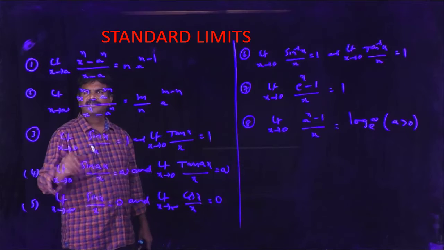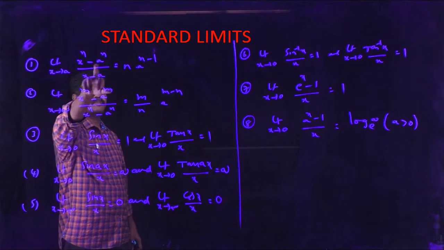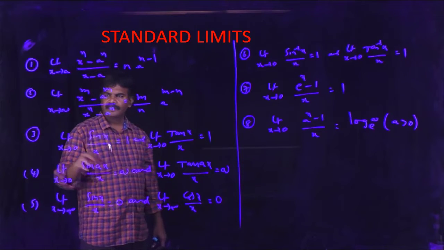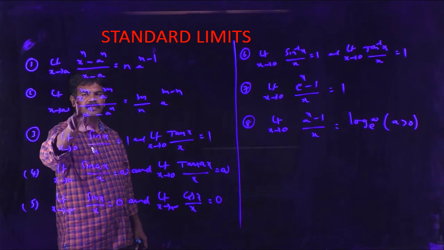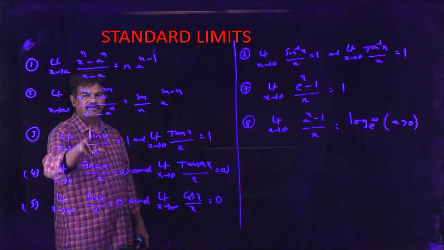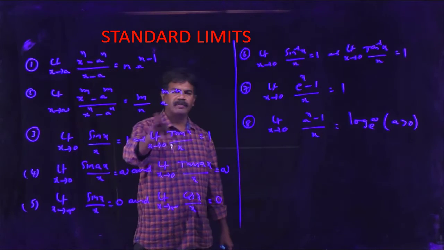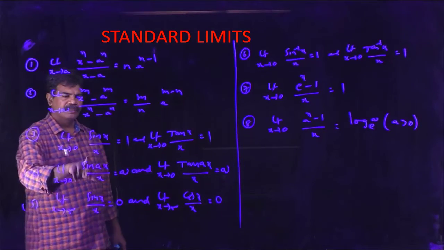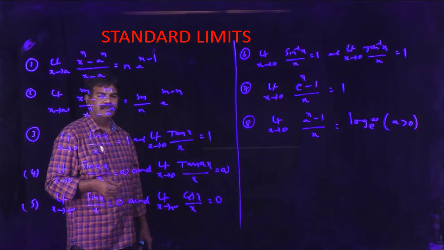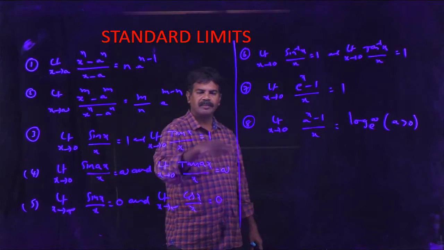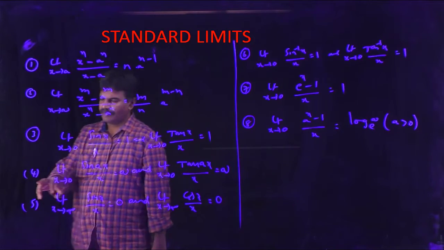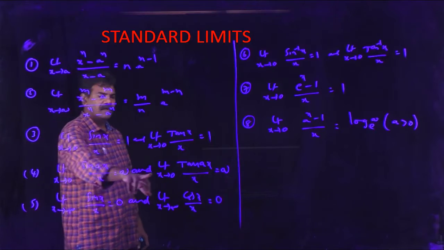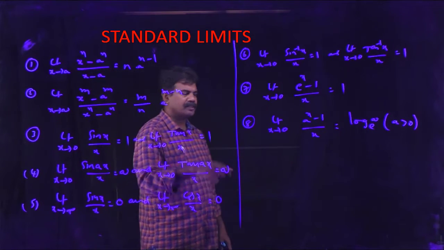So the first one is limit x tends to a, x power n minus a power n by x minus a is equal to n into a power n minus 1. The second one is limit x tends to a, x power m minus a power m by x power n minus a power n is equal to m by n into a power m minus n. The third one is limit x tends to 0, sin x by x is equal to 1, and limit x tends to 0, tan x by x is equal to 1. The fourth one is limit x tends to 0, sin ax by x is equal to a, and limit x tends to 0, tan ax by x is equal to a.